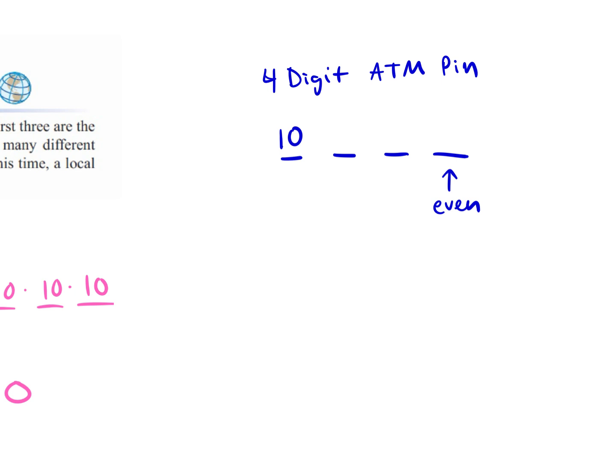What about the second one? 10. What about the third one? 10. If our last number has to be an even number, how many even numbers do we have? 4: 2, 4, 6, and 8. So we've got 4 possibilities here. So multiply all of these together. This would give us 4,000 possible ATM pins.